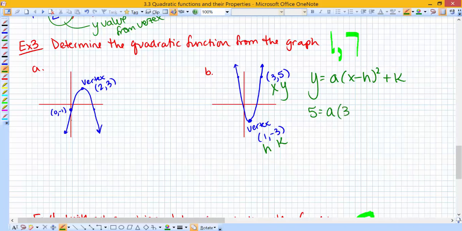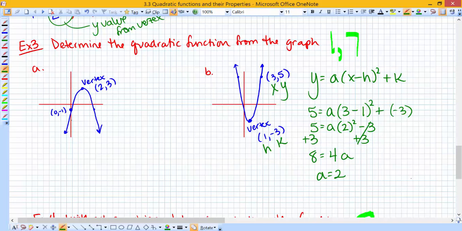x is 3, minus h. h is 1, squared, plus k. k is negative 3. So now I just need to use my order of operations, go through and solve this for a first. So this is 2 squared, and then it's minus 3. I'm going to add 3 over. So I have 8 equals. Now 2 squared is 4. So you might need to make a note of that if that's something that you might struggle with. And then when I divide, a equals 2.